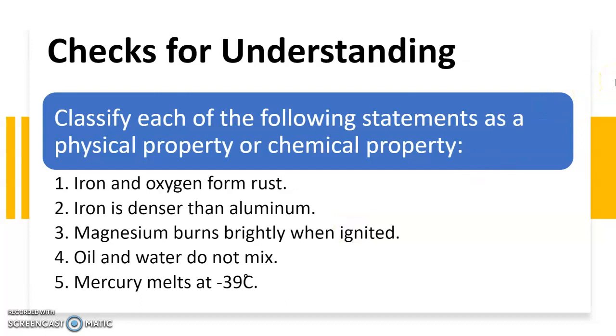So we're going to stop and we're going to do a really quick check for understanding. So what I want you to do is go ahead and pause here, and I want you to classify each of the following statements as a physical property or a chemical property. So pause the video and write down these scenarios, 1 through 5, and then classify as a physical or a chemical property. Then unpause and we'll go over the answers here in just a minute.